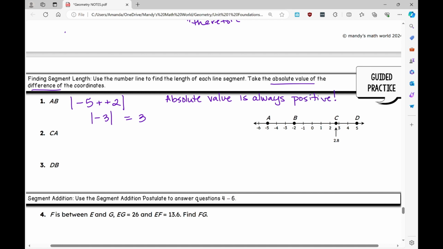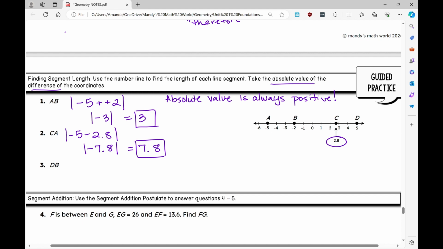Okay, moving on. So the length of CA. Well, A is at -5, so I'm going to take the absolute value of -5 minus, and then point C is located at 2.8. So -5 minus 2.8 is -7.8. And the absolute value of -7.8 is positive 7.8. And I'm going to box my answers so that you can see. Those are the answers.